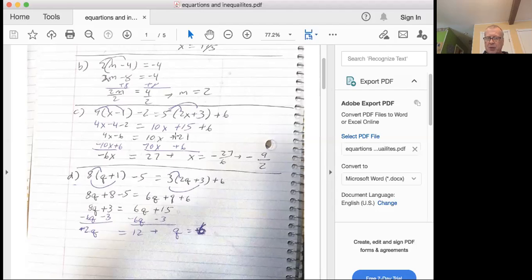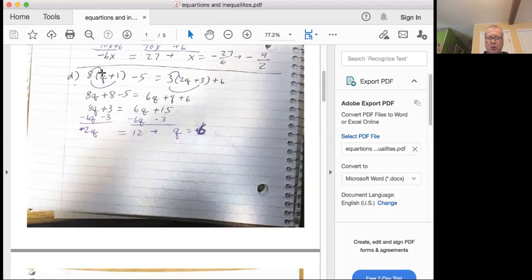I have to move it to the other side because I want the non-x terms to be on the other side. So I add the opposite of minus 6, which is plus 6. 21 plus 6 gives us 27. Then we'll divide both sides by minus 6, giving us a 1 in front of x. And so that gives us x equals minus 27 over 6. 3 will go into both 27 and 6. 3 goes into 27 9 times, and 3 goes into 6 twice. So that gives us minus 9 over 2.